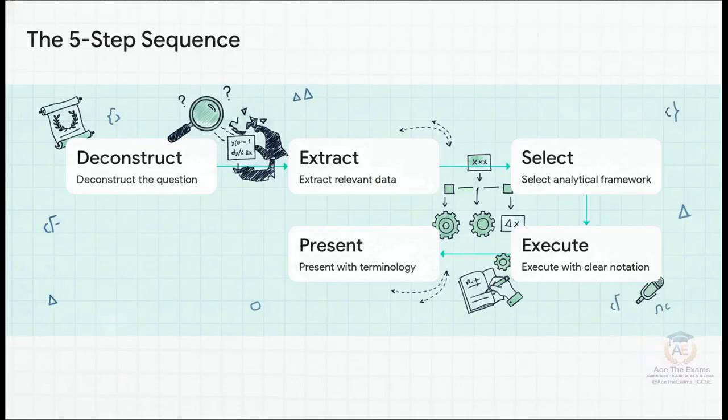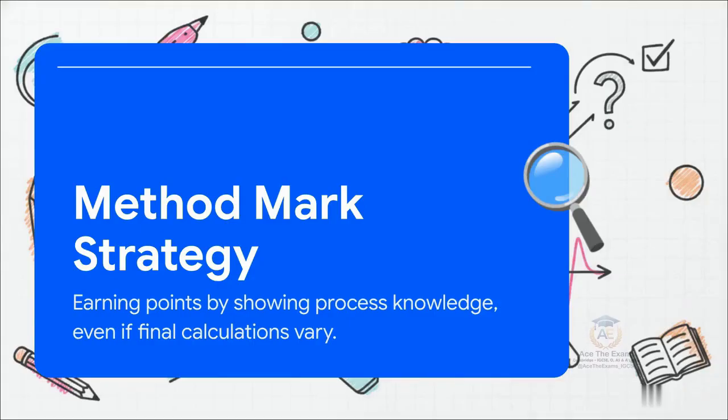I challenge you right now, create your own memory hack using the first letters of these steps, D, E, S, E, P. Deconstruct, extract, select, execute, present. Literally write that acronym at the top of your very next past paper to force your brain to structure your answer perfectly. And here is exactly why that 5-step sequence is so vital.